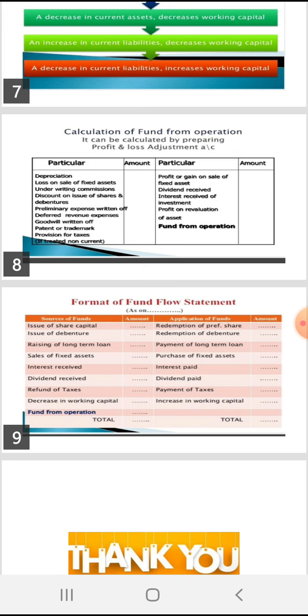And on the right hand side, that is the credit side, we write profit or gain on sale of fixed assets, dividend received, income received, profit on revaluation of assets. Means all the incomes will be written on the credit side and all the expenses will be written on the debit side. The answer will be either fund from operation or funds lost from operation. If the debit side is more than the credit side, then the answer will be fund from operation. If the credit side is more than the debit side, then the answer will be funds lost from operation. Now accordingly, these answers will be carried over to the fund flow statement.